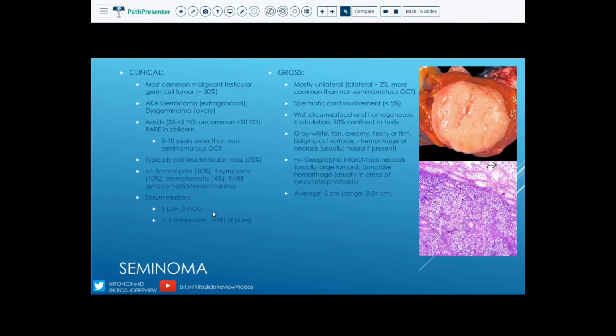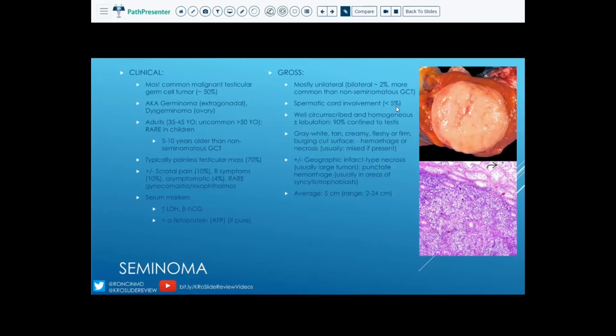Serum markers that we would anticipate for seminoma include increased LDH as well as beta HCG. You should not have an increase in alpha-fetoprotein, no increase in AFP if it's pure seminoma. Remember, we can have a lot of mixed tumors in the testis, so pure seminoma does not have increased AFP. Most of them are going to be unilateral, but about 2% will be bilateral, and this is more common than what's seen in the non-seminomatous GCT.